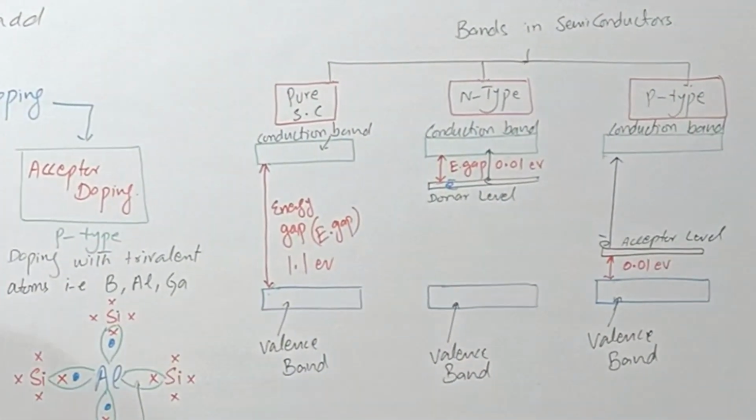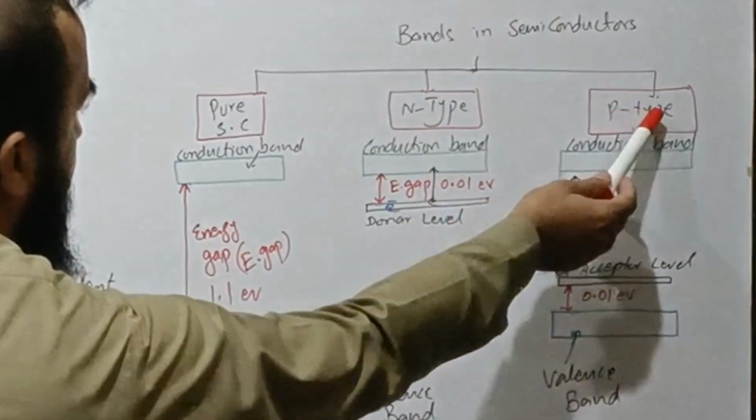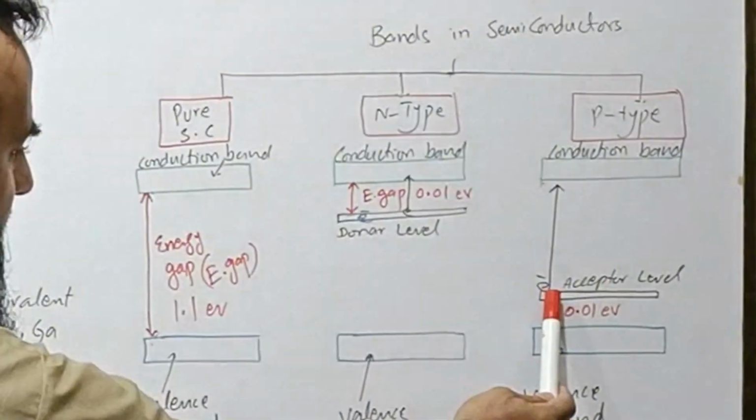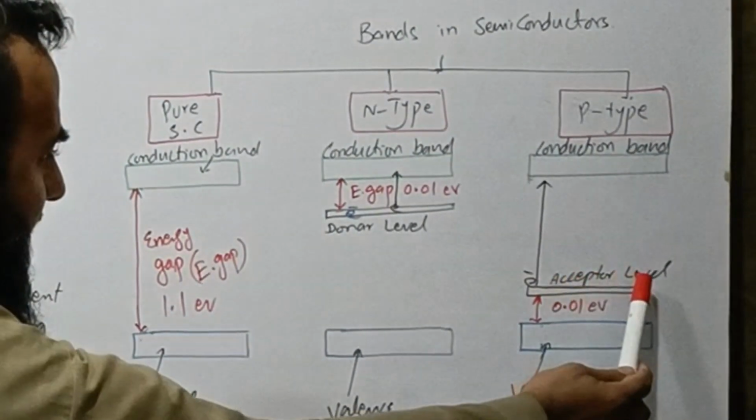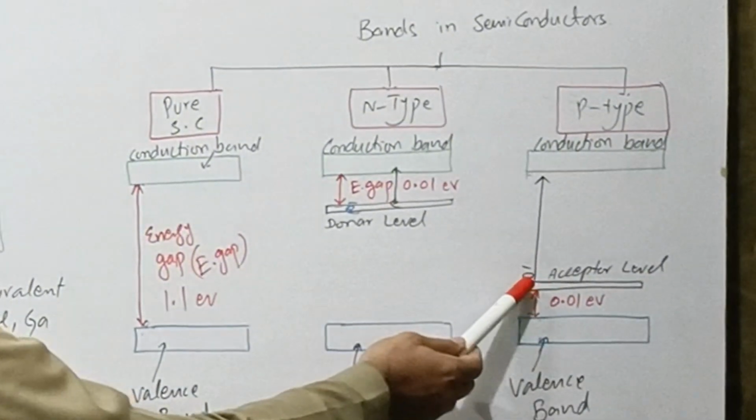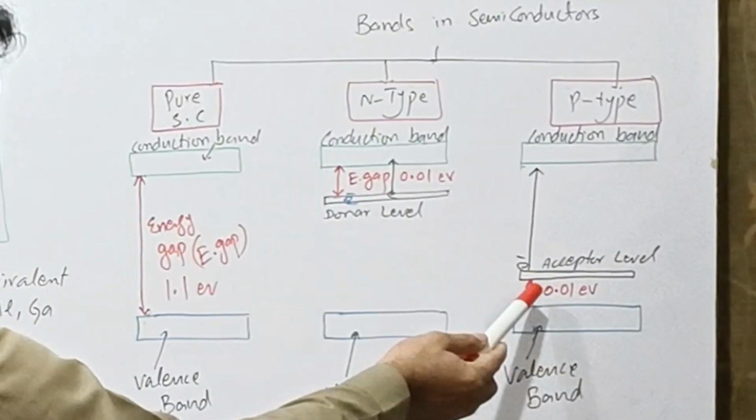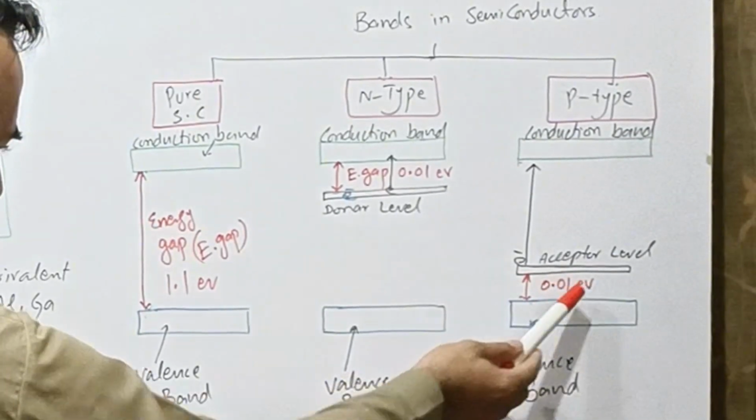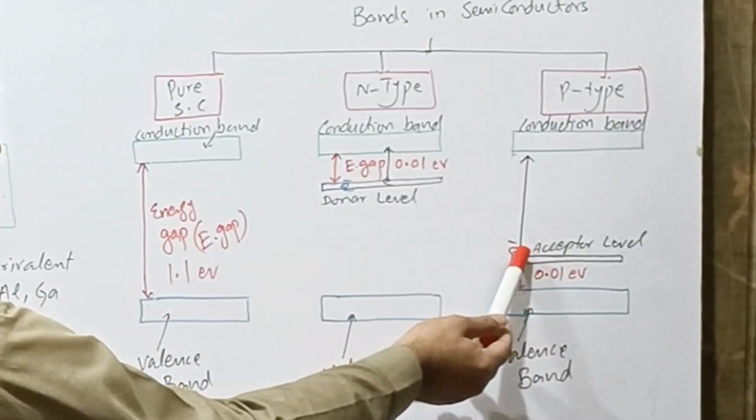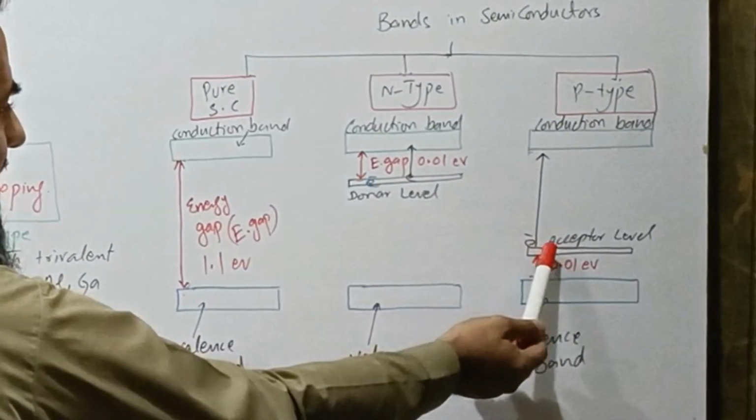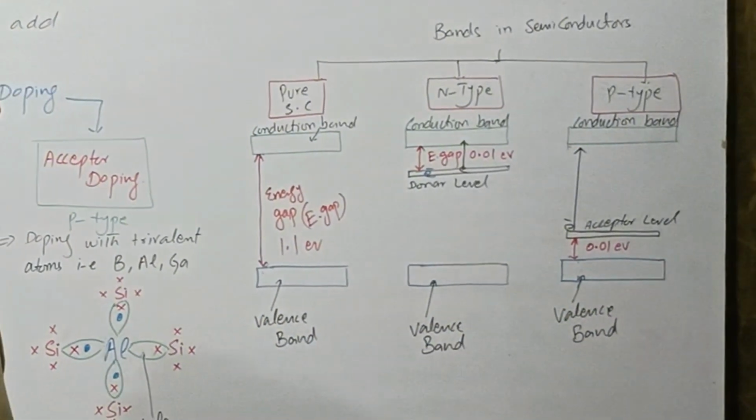And if we see acceptor doping, due to the presence of holes, let's see p type. This is the valence band, and this level is acquired by the acceptor atom, and this is called the acceptor level. Now the electron will jump from this level to the conduction band. This level is present nearest to the valence band. And what is the energy gap difference? 0.01 electron volt between the acceptor level and the valence band. So in this type of semiconductor, it requires more energy to excite from the acceptor level to the conduction band. It is due to the presence of holes in the semiconductor.